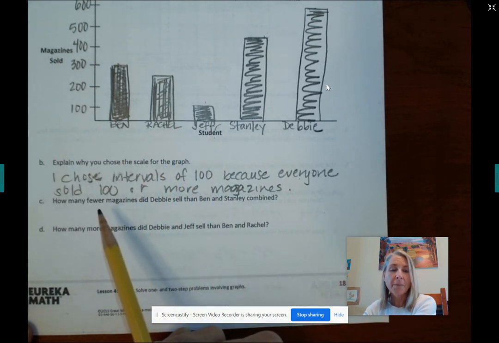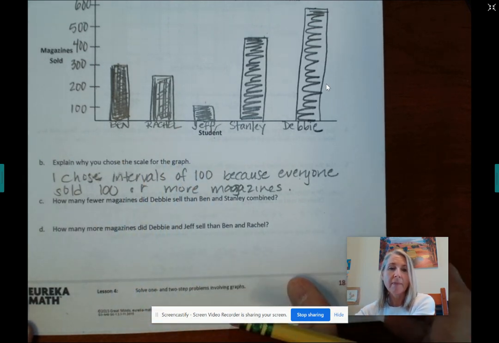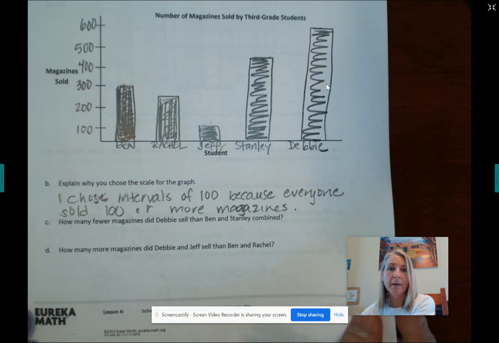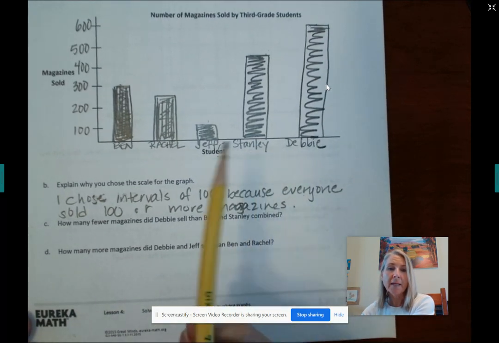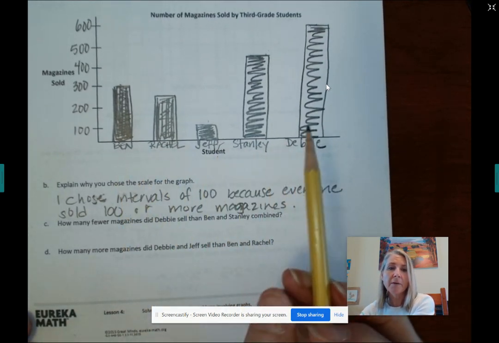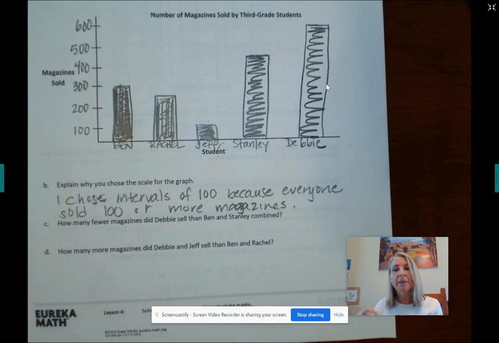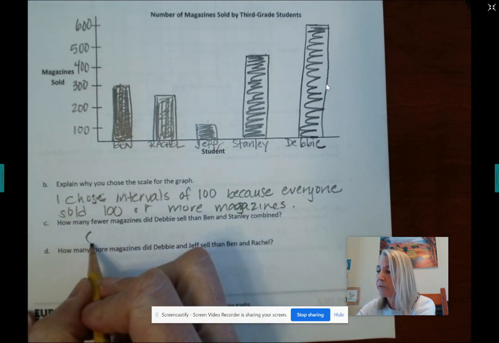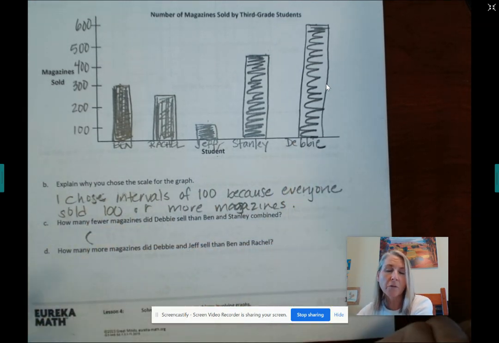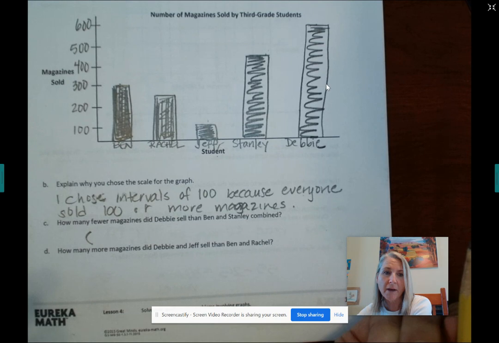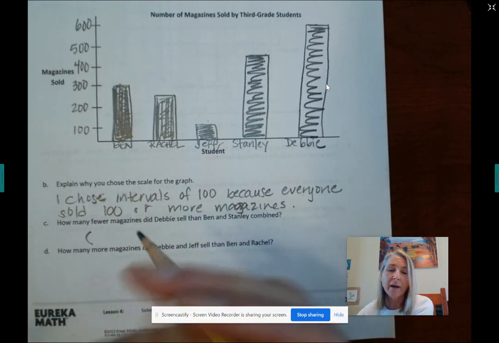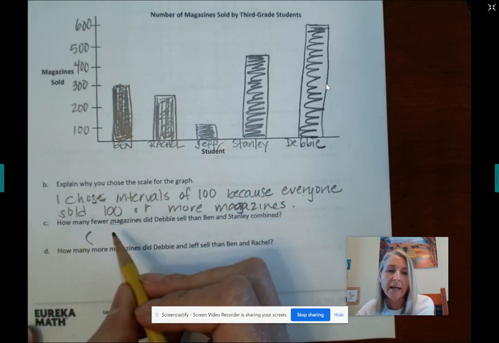How many fewer magazines did Debbie sell than Ben and Stanley combined? So Ben and Stanley, we would find their amounts. And again, if we're combining something and then finding the difference, we're going to cluster that combination first because it's going to create a higher amount if we're finding a fewer type of answer at the end.